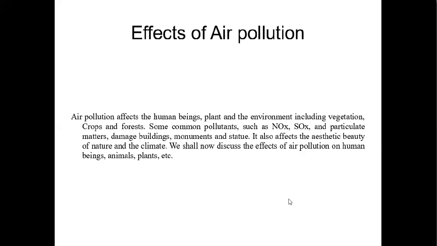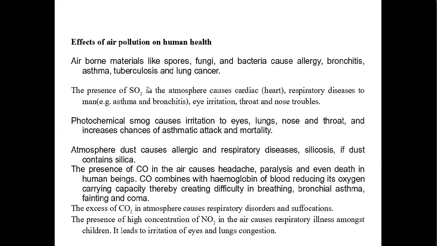And another point is the effects of air pollution. What kind of effects fall on the environment? Air pollution affects human beings, plants, and the environment, including vegetation, crops, and forests. Some common pollutants, such as oxides of nitrogen, oxides of sulfur, and particulate matter, damage buildings, monuments, and statues. It also affects the aesthetic beauty of nature and the climate, and also causes airborne diseases. The photochemical smoke causes irritation to eyes, lungs, nose, and throat, and atmospheric dust causes allergic and respiratory diseases, and the excess of carbon dioxide in the atmosphere causes respiratory disorder.